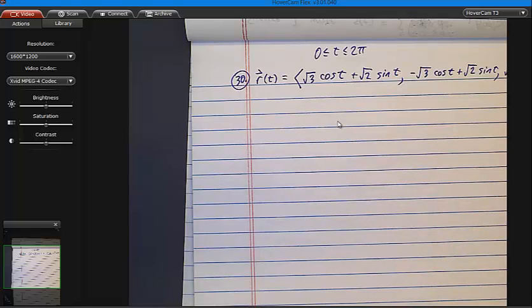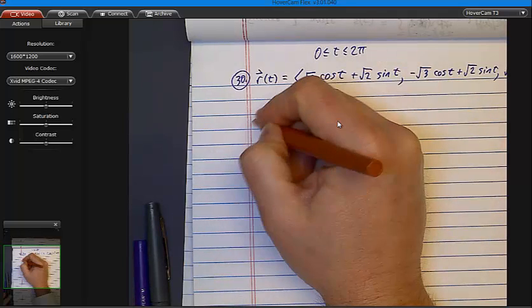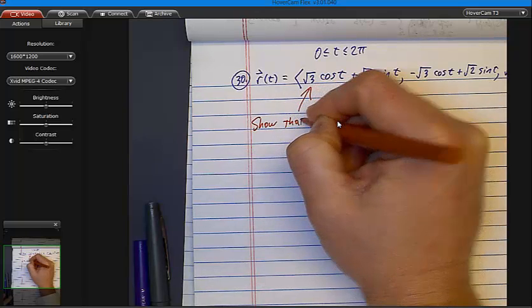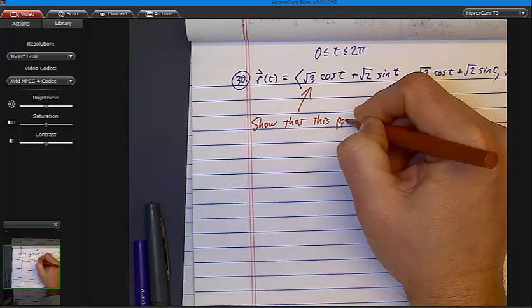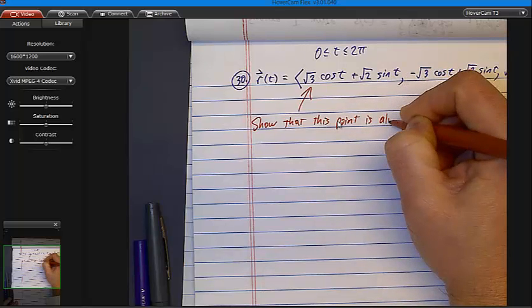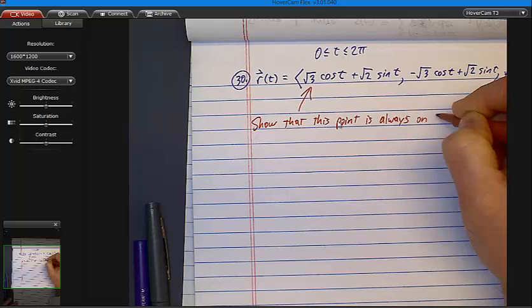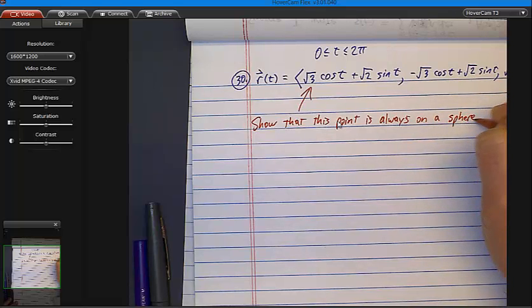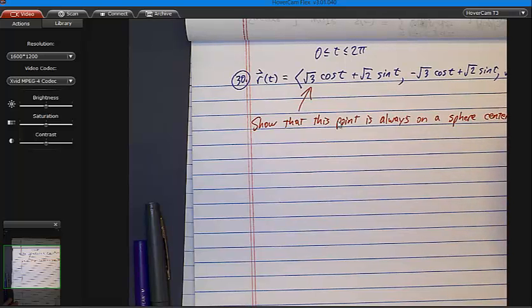And actually, I'll tell you right now that I did show you how to show that the velocity and acceleration are orthogonal, right? We used a dot product, and you have to show that the dot product is what? Is 0. So that would do kind of the second part. But maybe the first part got you. I don't know. Here, let's show that this point is always on a sphere centered at the origin, centered at 0, 0, 0.